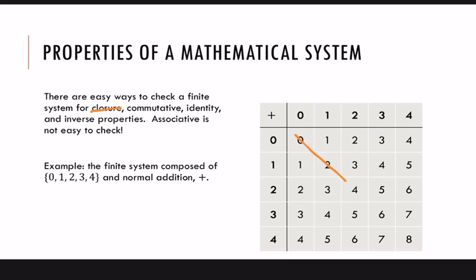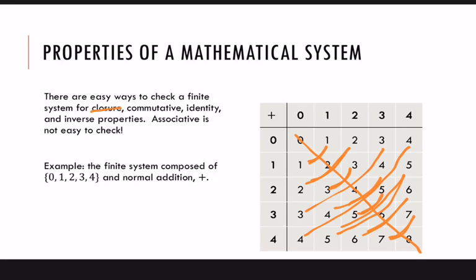Commutative. Here's your diagonal, and you want to look on either side and see if changing the order of addition makes a difference. Now this is normal addition, and we know that that's commutative, so we can feel good about this, but you can use this check as well for other systems that you're not familiar with. And all of those numbers match, so this is a commutative system.